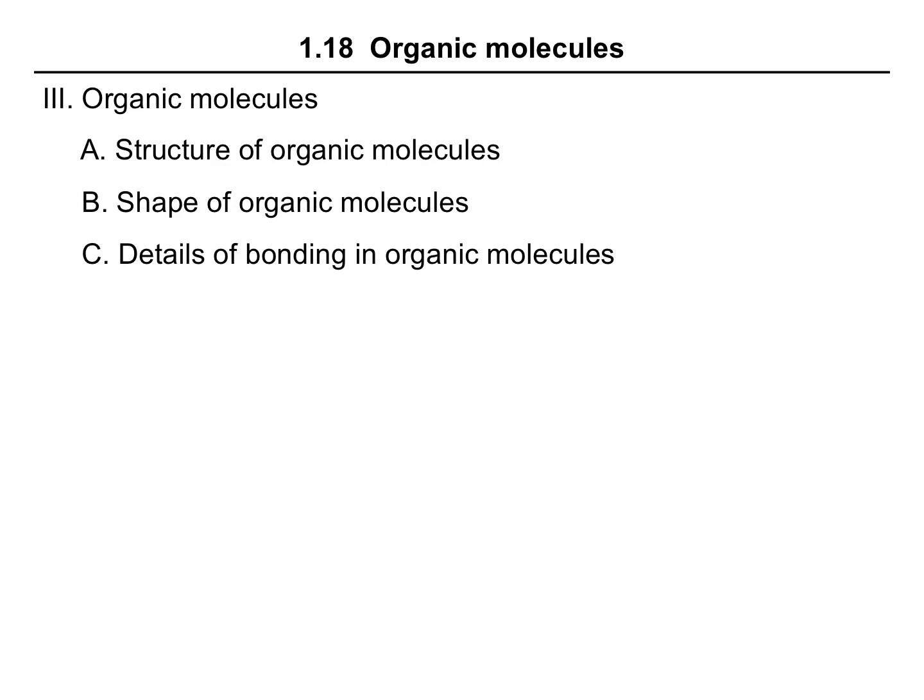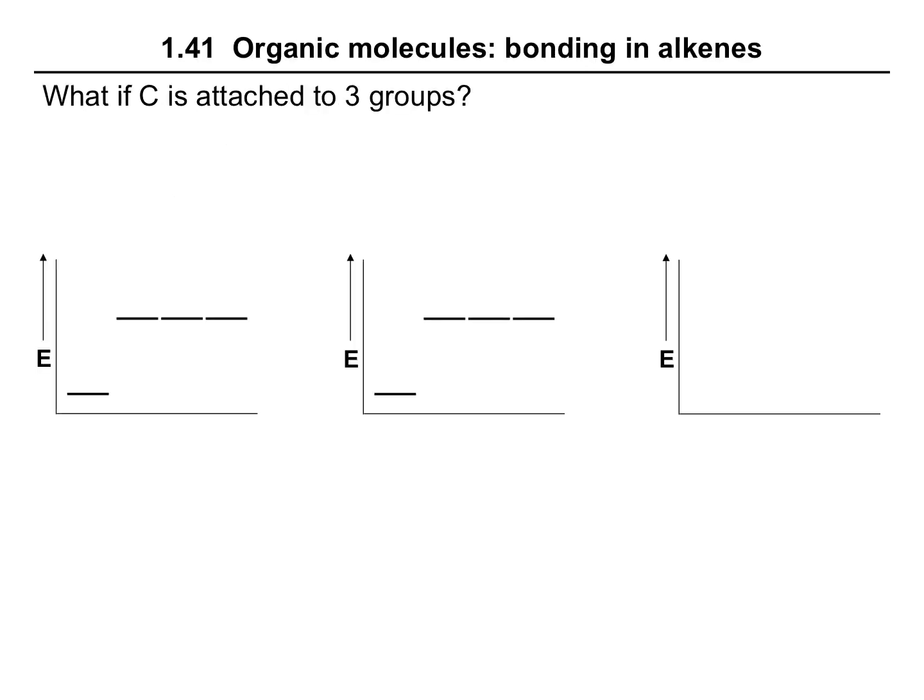In this video, we're going to continue to look at some details of bonding in organic molecules. In our last video, we saw that if carbon is attached to 4 groups, it could be sp3 hybridized. What if instead carbon is attached to 3 groups? So for example, we could be looking at something like ethylene, where we have a carbon-carbon double bond, and each carbon is connected to 1, 2, 3 groups.